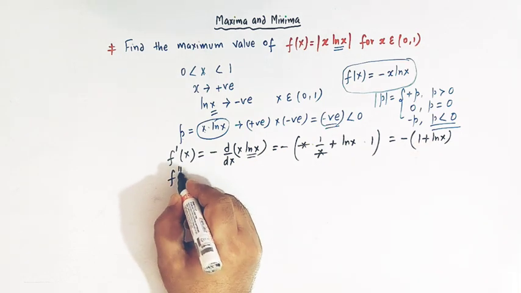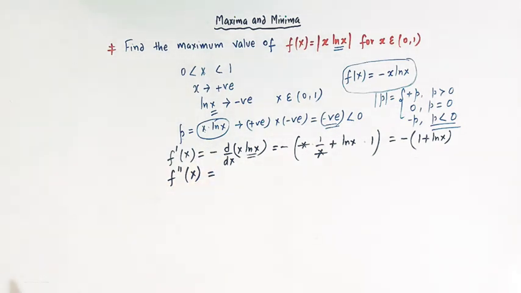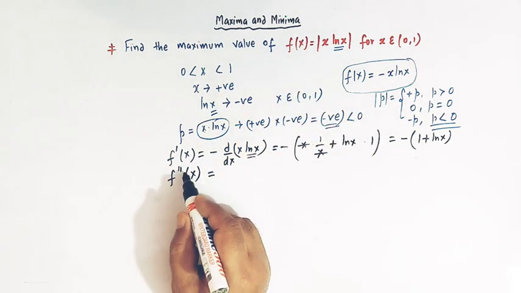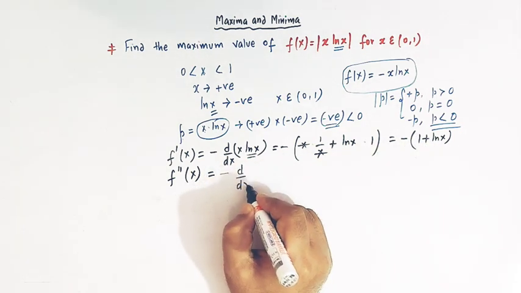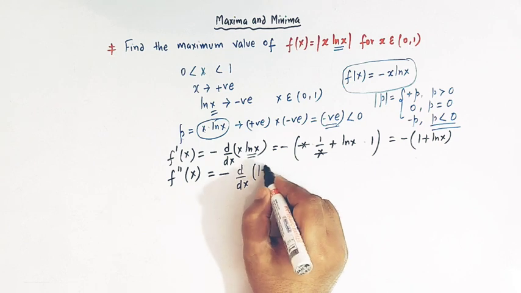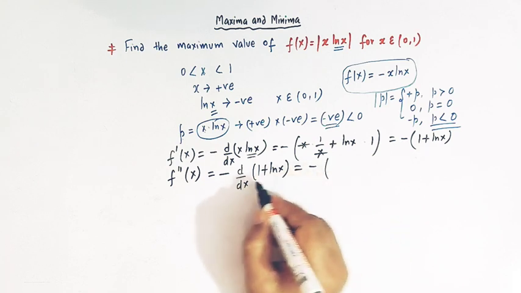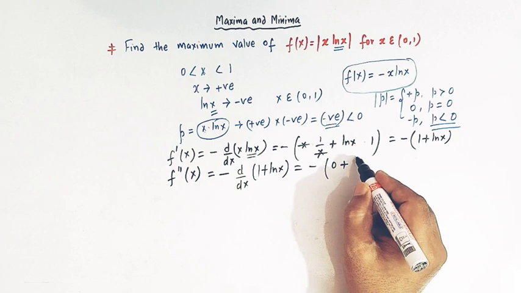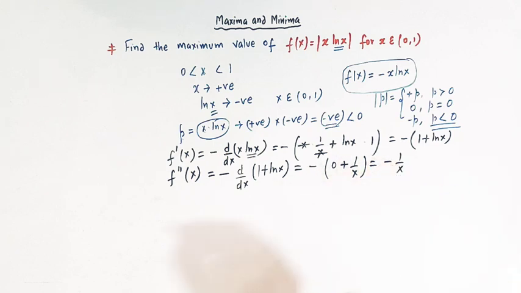Let us find the second derivative. Here we are going to use the second derivative test to find the maximum value of this function f of x. The second derivative is negative of the derivative of 1 plus log of x. The derivative of 1 is 0, being a constant, and the derivative of log x is 1 over x. So this is negative of 1 over x.